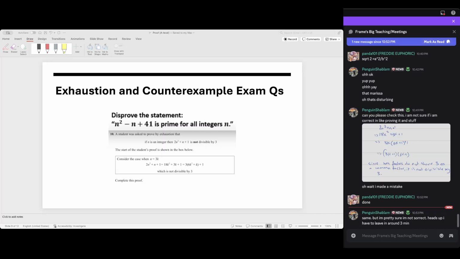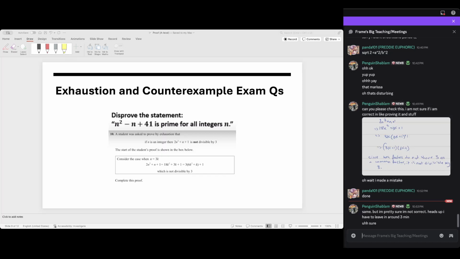Should we go through the answers then? What did you get for the first one, Penguin? For the counterexample. So basically you need to show that there's a 3k plus 1, the 6k squared plus 5k plus 1, and then all that times 3 plus 1, and there's a second one, and that is basically how you do it for the proof by exhaustion. And for disproof, you simply need to give a counterexample.